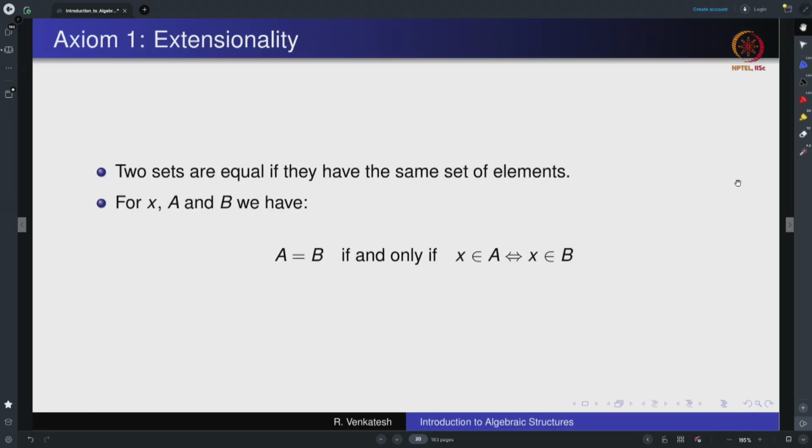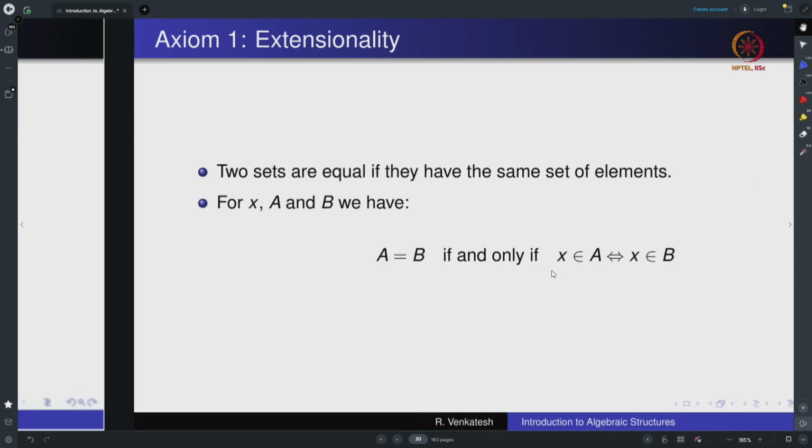In more logical terms, you write it as: for sets A and B, A equals B if and only if whenever x is in A, that implies x is in B, and vice versa. That means x belongs to A if and only if x belongs to B. That is how you read this.